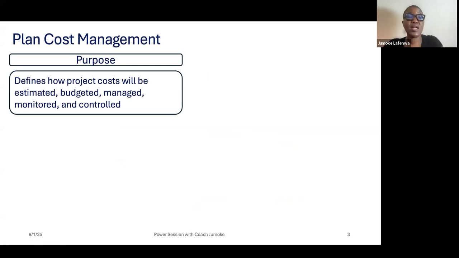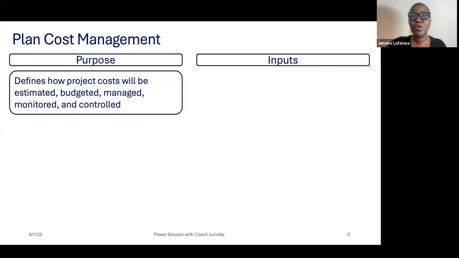So we'll be picking each. Why do we need to plan costs? The purpose is it will help us to define how project costs, how we will estimate it, how we will budget, how we will manage, how we will monitor, and how we will control it. So when you pick your cost management plan, for instance, it will tell you that the estimation we are going to use, say 3 points, for instance, or we are going to use analogous, we are going to collect invoice from 3 vendors. It will tell you how you will go about that. So you will not just be doing things ad hoc.